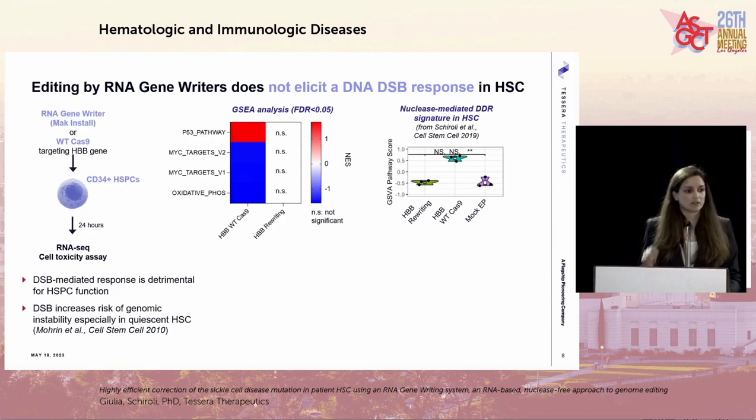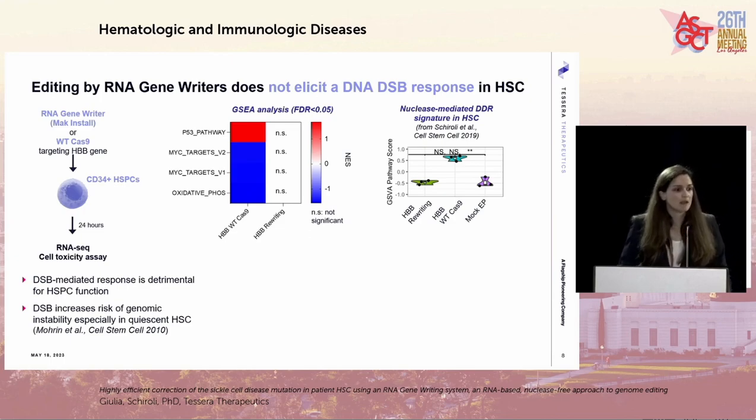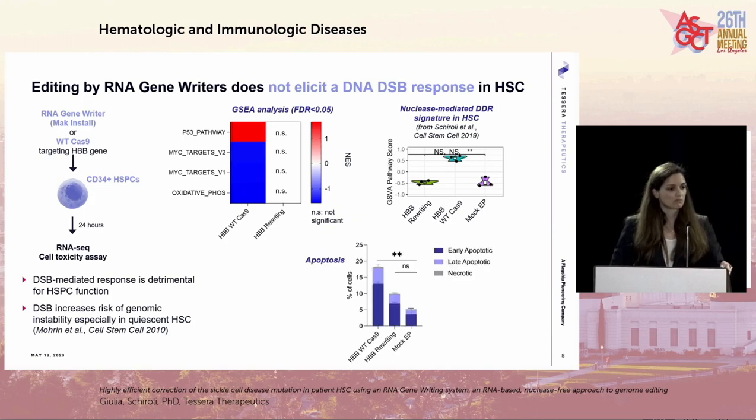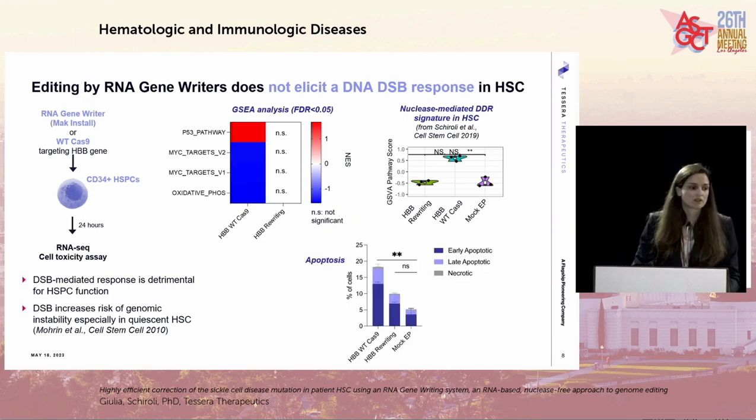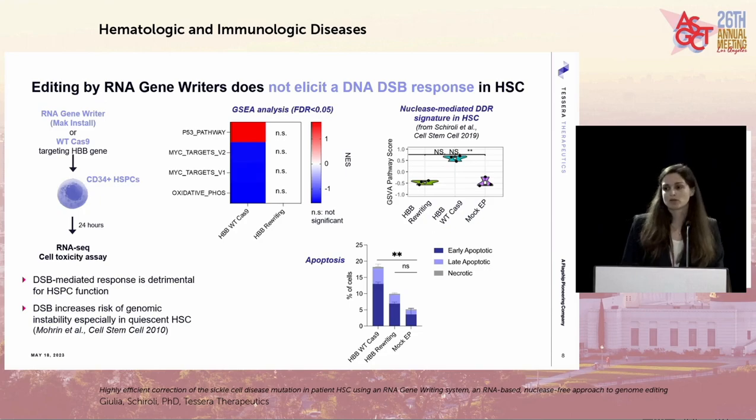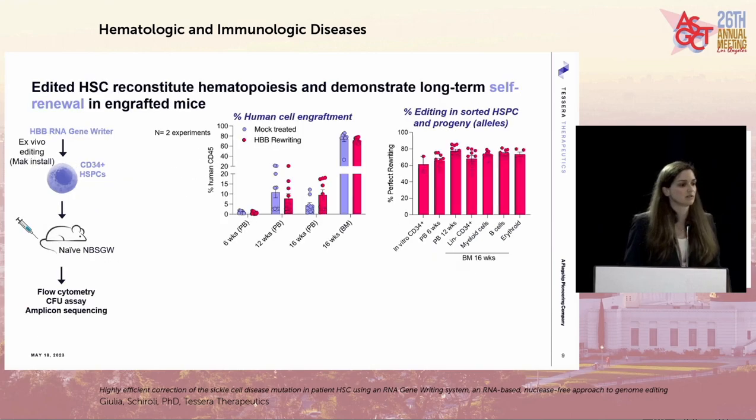this DNA damage response mediated by the nucleases, scoring our samples for a signature which was already characterized by the Naldini lab as a signature of DNA damage response induced by a single break in hematopoietic stem cells. As you can see, this signature is highly upregulated in a wild-type Cas9 cutter, but we observe absolutely no upregulation of it in our rewriting sample. This was also nicely associated with a reduction in apoptosis, which is a known consequence of double-strand break in hematopoietic stem cells.